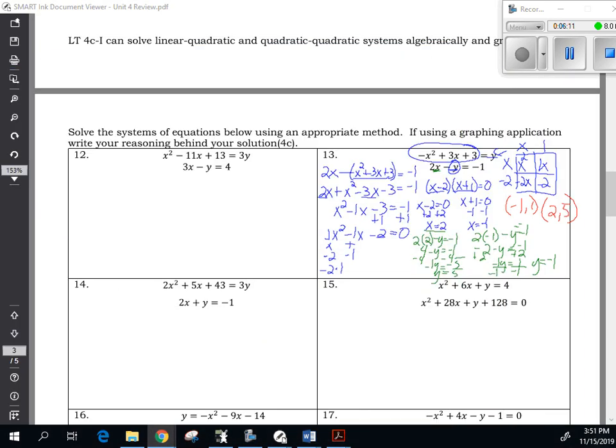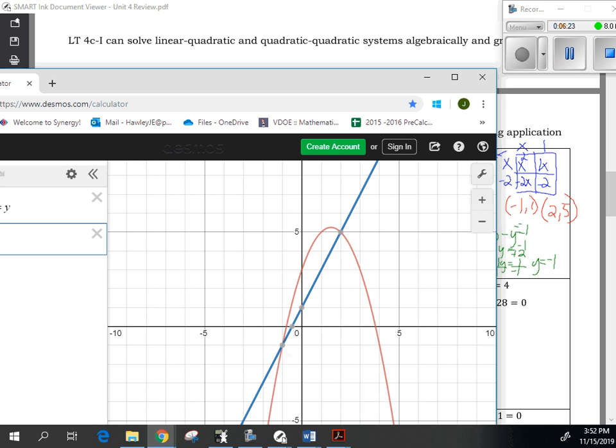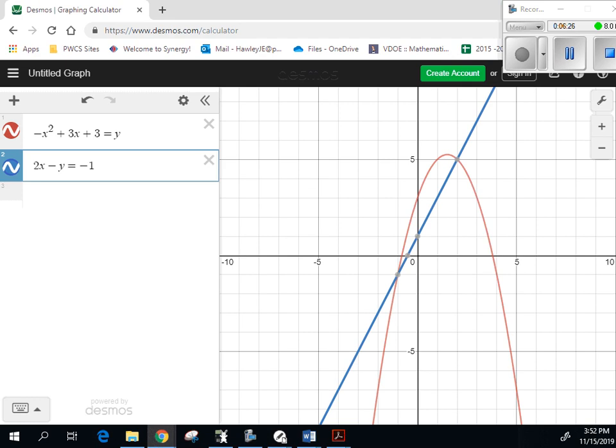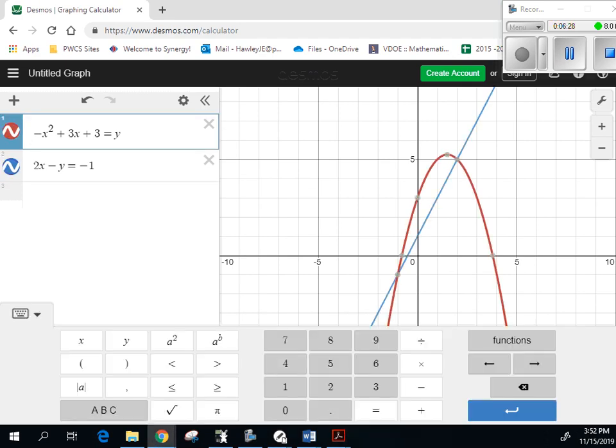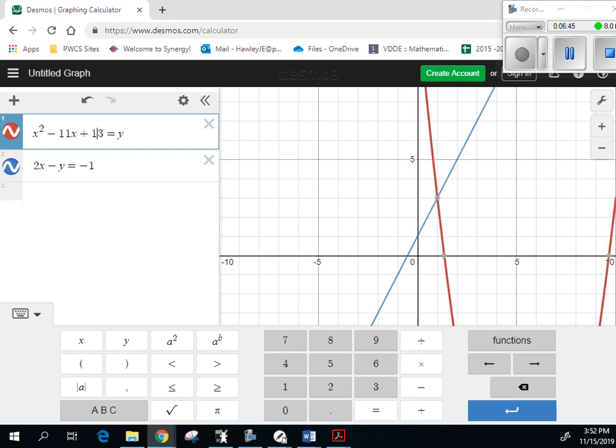So we're going to do number 12. We're just going to use Desmos for 12 and 14. So for number 12, it was x squared, okay, minus 11x, so it should be 16 minus 11x, okay, and then this was plus 13 is equal to 3y, okay?